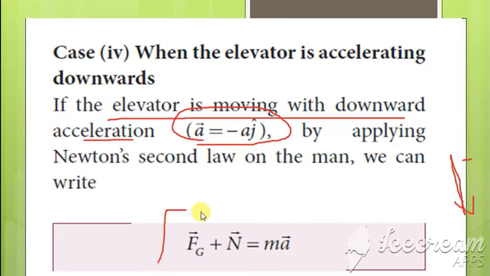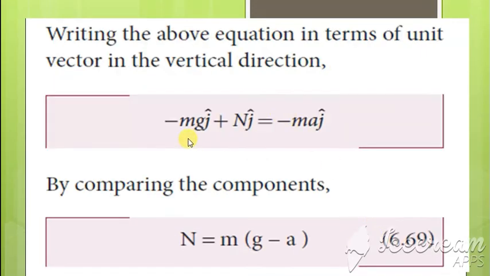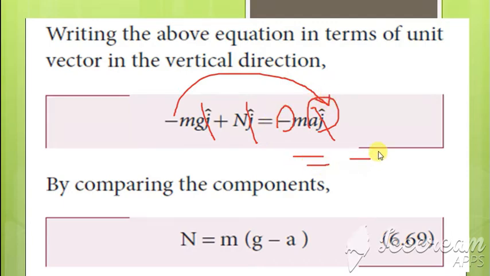Now the same formula, Fg plus N is equal to m into a. In the same way, we substitute all the values. Fg is equal to minus mg into j cap, and this is N into j cap, minus m a into j cap, because the a vector is equal to minus a j. Now cancel the j and bring this to the other side. So we get N which is equal to minus m a plus mg.